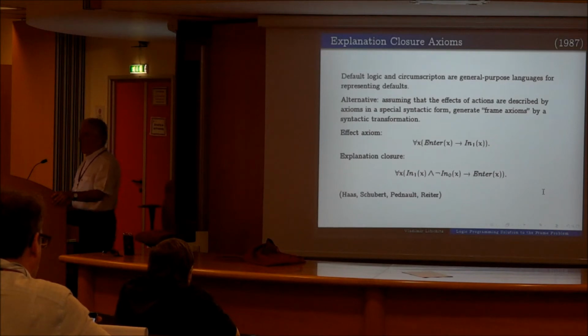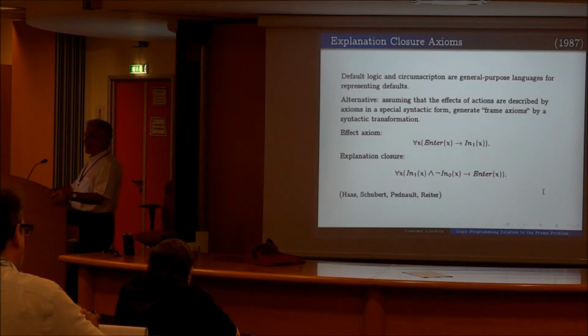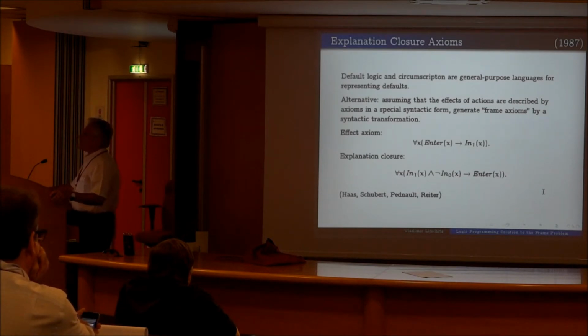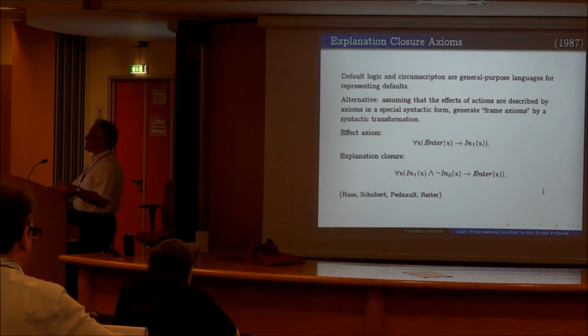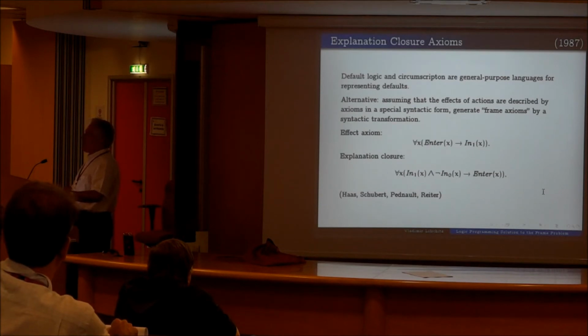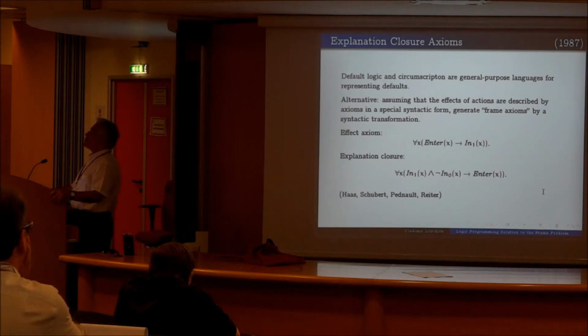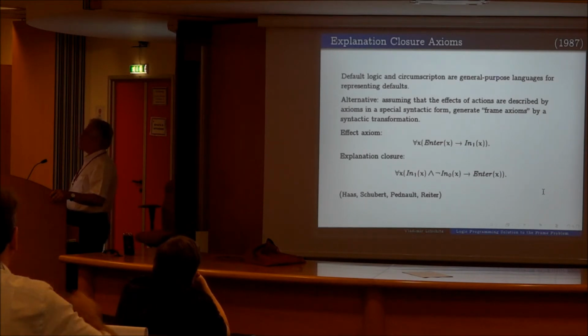In this explanation closure approach to the frame problem, it was different from the others in that it was not based on any general theory of default reasoning, such as default logic or circumscription. The possibility that was investigated during several years, beginning in 1987, was to look at the syntactic form of the axioms that we usually write to describe the effects of actions.